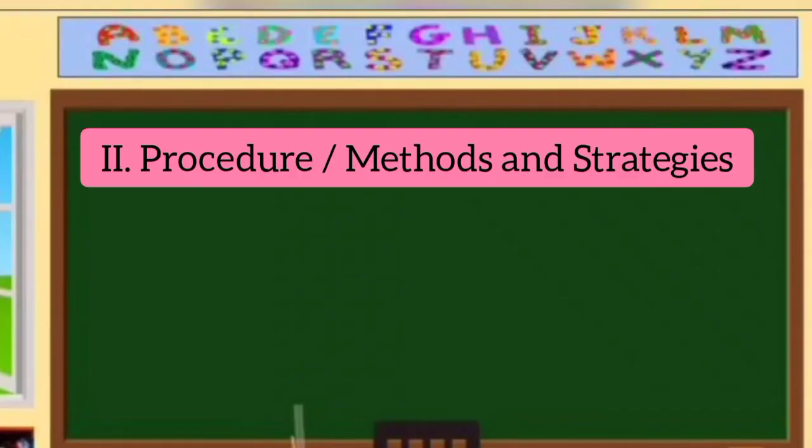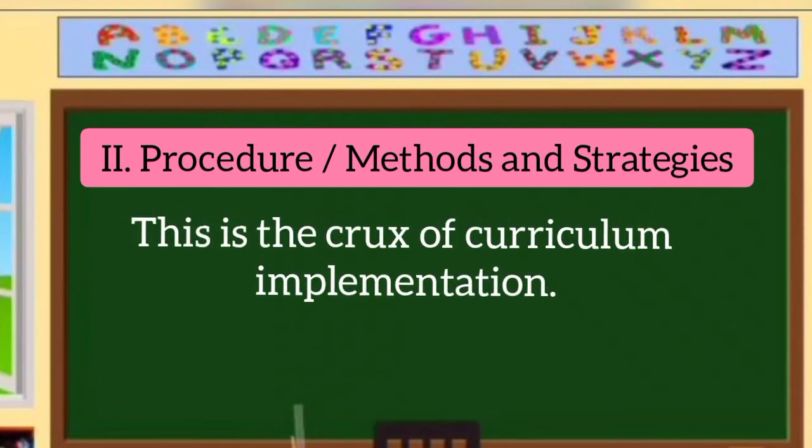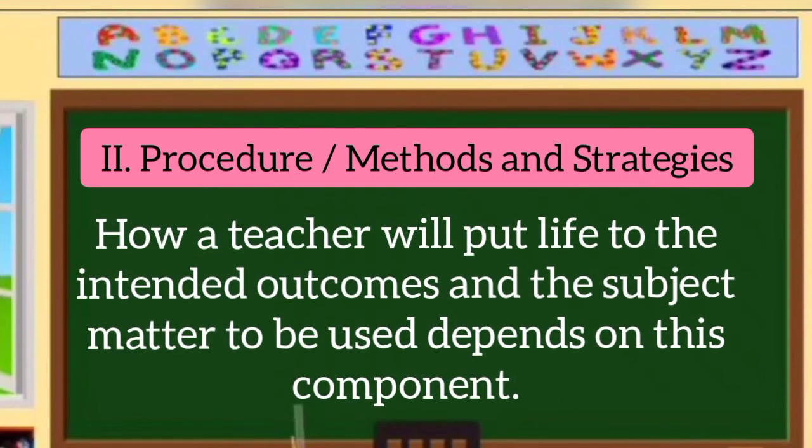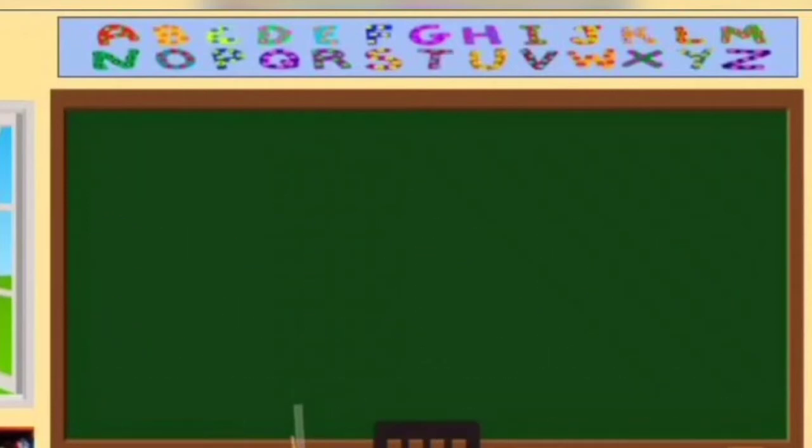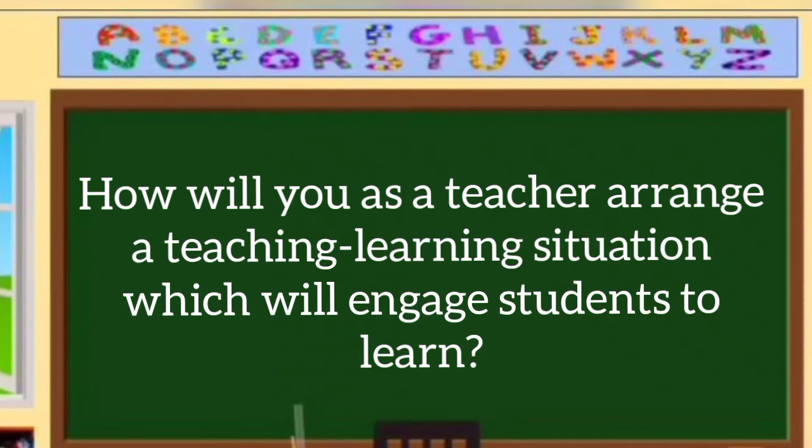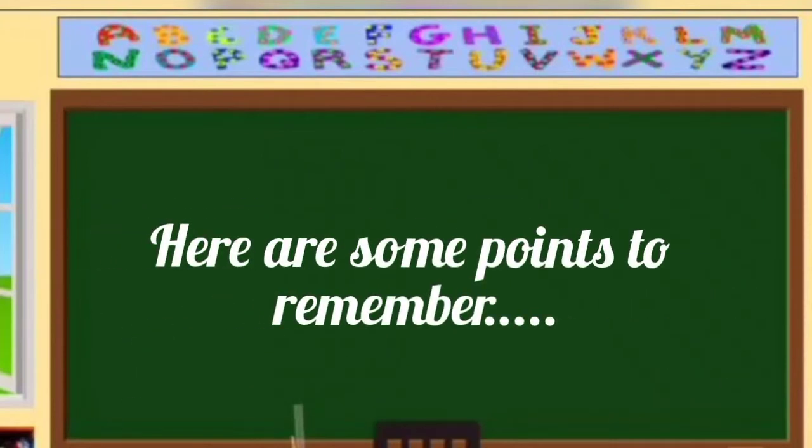The second one is the procedure or methods and strategies. This is the crux of curriculum implementation. How a teacher will put life to the intended outcomes and the subject matter to be used depends on this component. So let's take a closer view. How will you as a teacher arrange a teaching learning situation which will engage students to learn? Here are some points to remember.